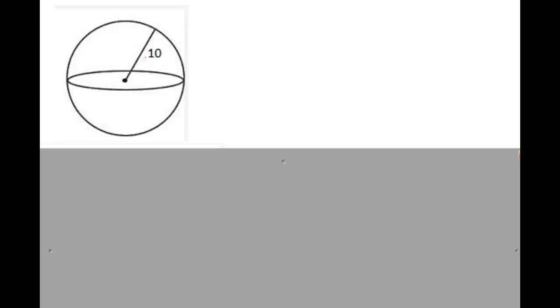Okay, so I'm going to review a couple of things that we talked about in class today, some things we talked about in class on Friday. These are going to be on your quiz on Tuesday, and this is just to kind of reinforce what we went over. First thing we did was look at a regular sphere and find the volume of a sphere.